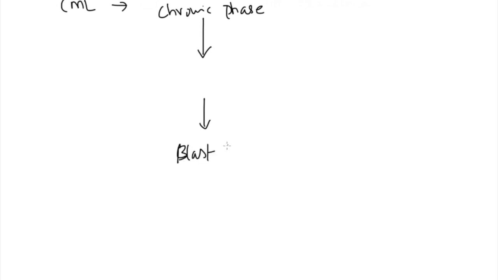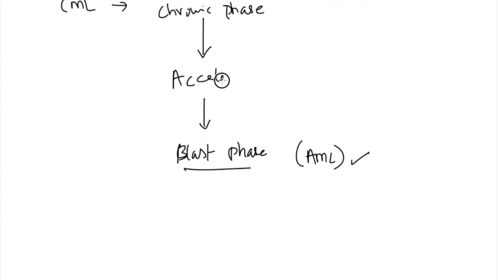Okay. Now, whatever we discussed so far regarding CML, that was the chronic phase. Now, if you study the evolution of the disease, it will ultimately go to the blast phase. So this behaves exactly like your AML. Remember we had studied acute, so immature cells will increase, so all of that will happen. So basically that is nothing but your AML. So this intermediate step is called the accelerated phase.